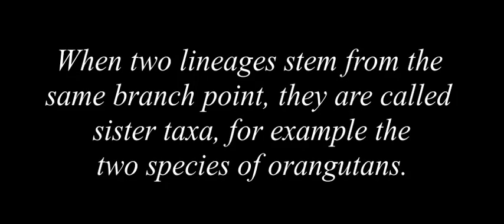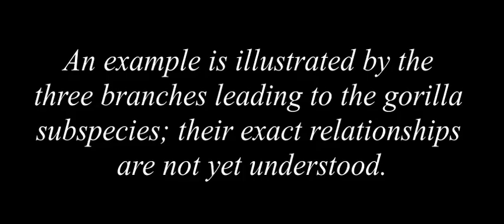When two lineages stem from the same branch point, they are called sister taxa, for example, the two species of orangutans. A branch point with more than two groups illustrates a situation for which scientists have not definitively determined relationships. An example is illustrated by the three branches leading to the gorilla subspecies. Their exact relationships are not yet understood.